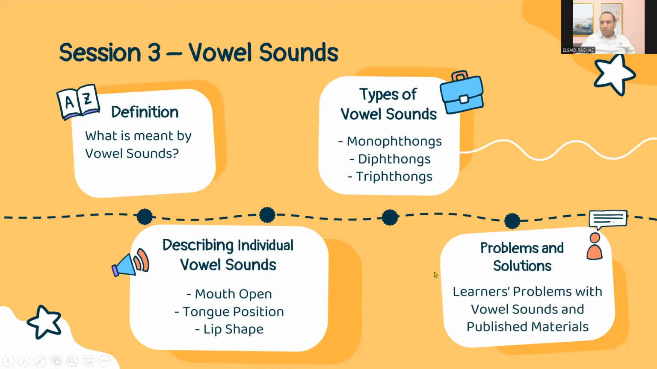And the problems, of course, we have lots of problems. We will tackle them using some published materials. Do you have any questions about the vowel sounds?